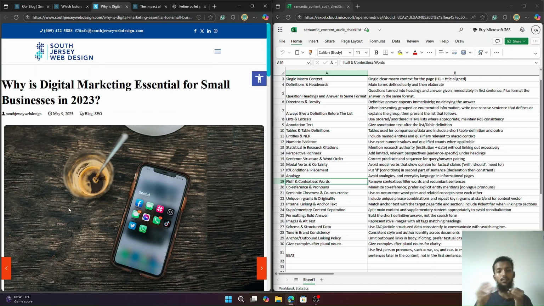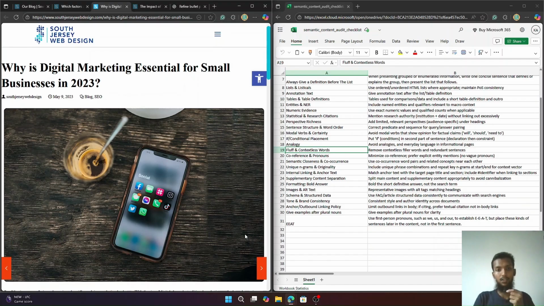So stop using the fluff. Stop using more words, start using fewer words, and that would reduce the cost of information retrieval for Google, and that would increase your rankings over time. So reduce fluff as much as possible.